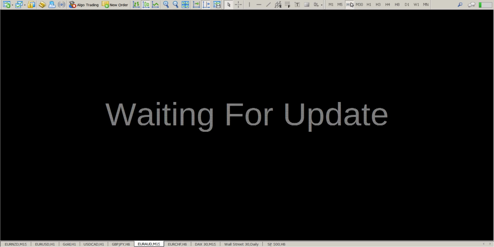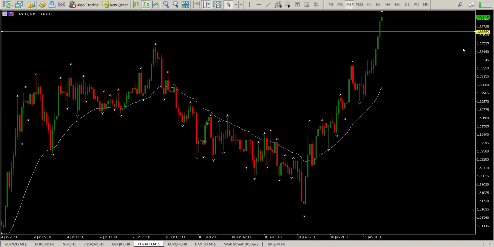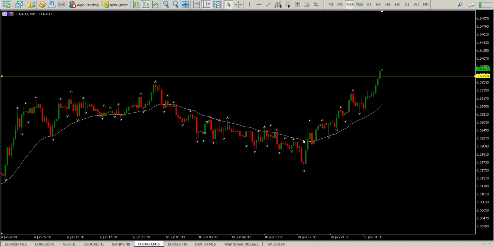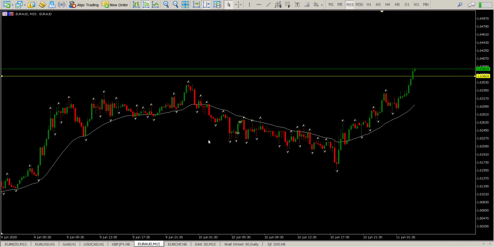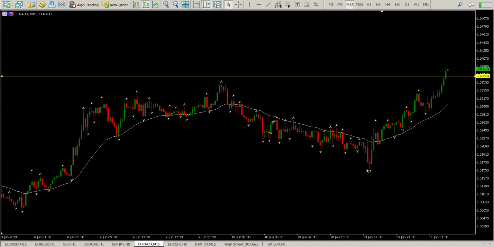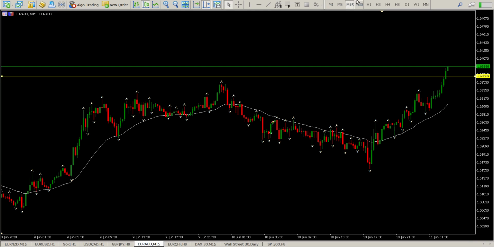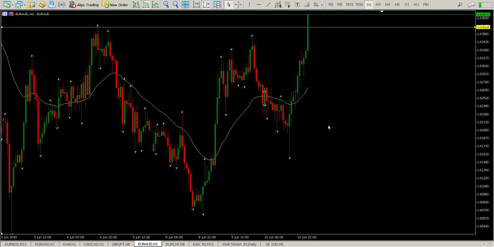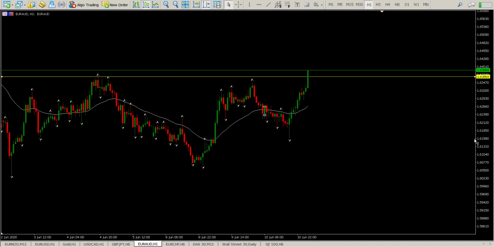Okay, so that trend change has pretty much happened on the 15 minutes. You can see there was a low, higher high, higher low, higher high. So that has happened on the 15 minutes. We are looking for it on the higher time frames now. It's happened on the hour, and as I'm talking, it's just accelerating through.